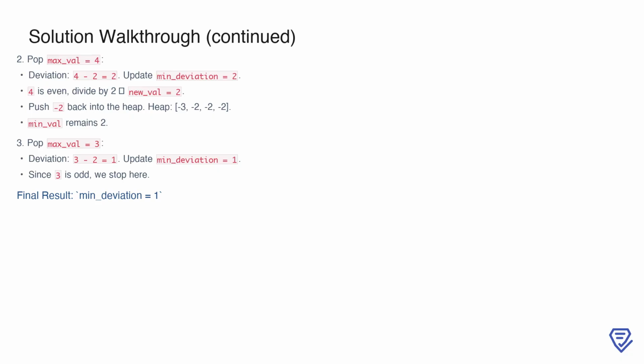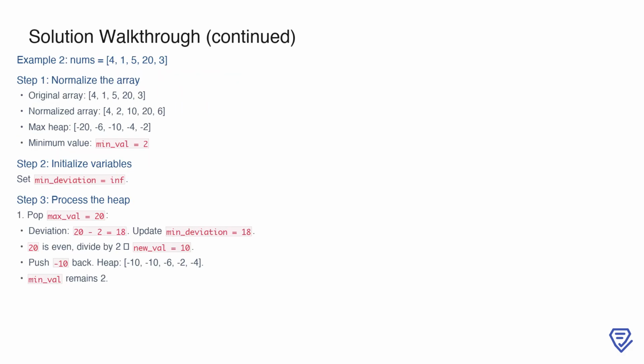Next, we pop the maximum value, which is 3. The deviation between 3 and 2 is 1, so we update min_deviation to 1. However, since 3 is odd, we cannot reduce it further, and the process ends here. The final result for this example is a minimized deviation of 1. In the second example, we start with the array 4, 1, 5, 23.